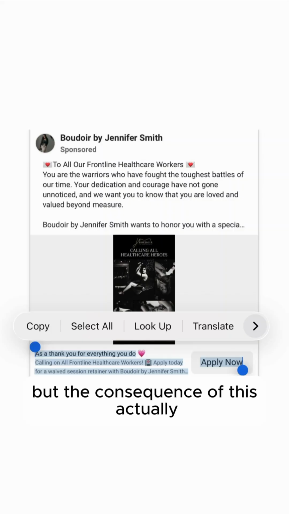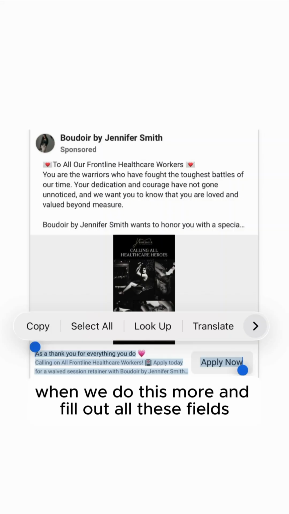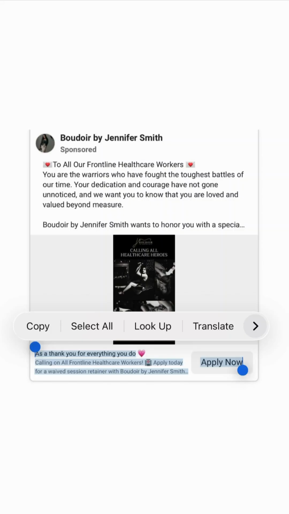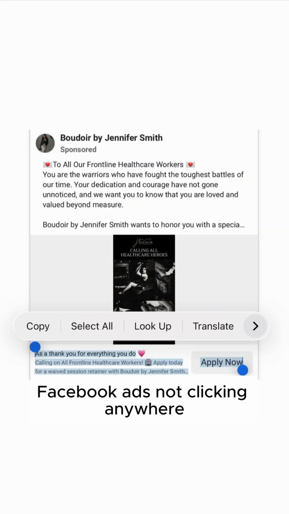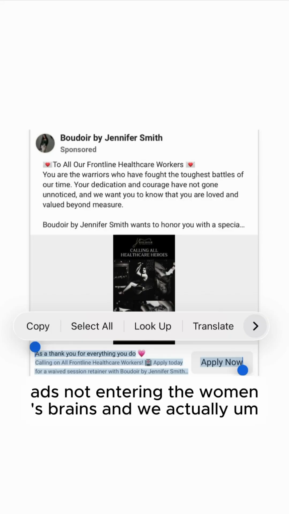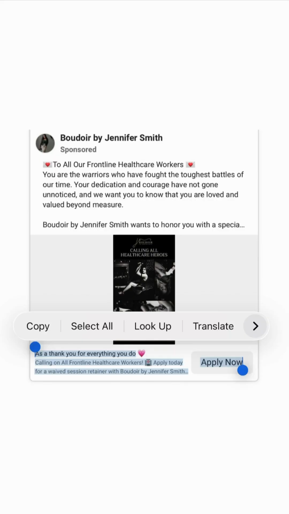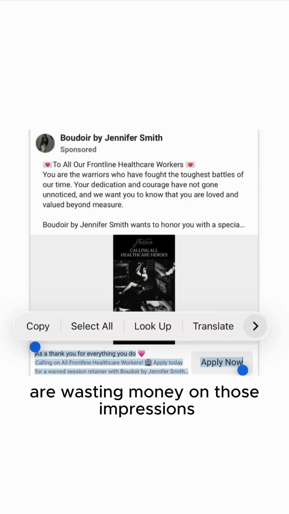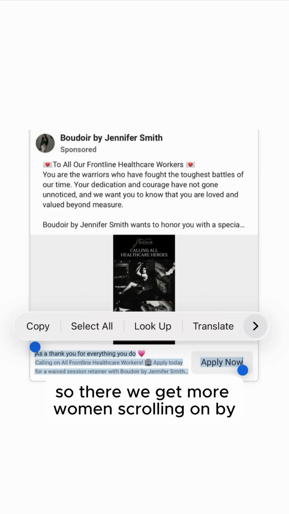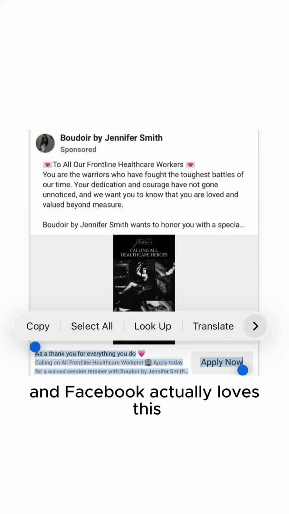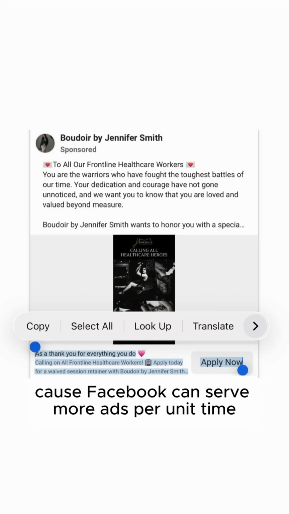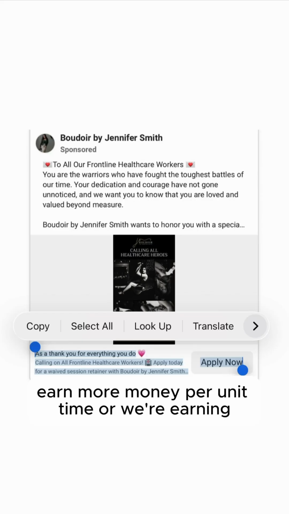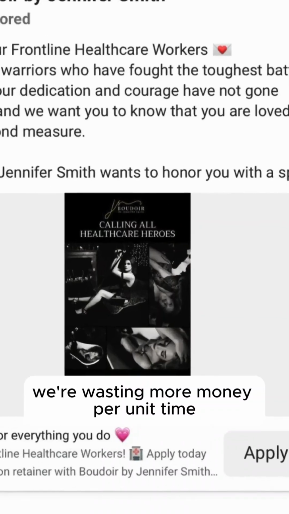But the consequence of this, actually, when we do this more and fill out all these fields, is more women are scrolling by our Boudoir Facebook ads, not clicking anywhere, ads not entering the women's brains, and we actually are wasting money on those impressions. So we get more women scrolling on by, fewer women clicking on our ad. And Facebook actually loves this because Facebook can serve more ads per unit time, earn more money per unit time, where we're wasting more money per unit time.